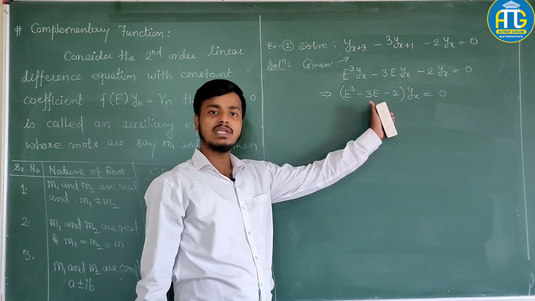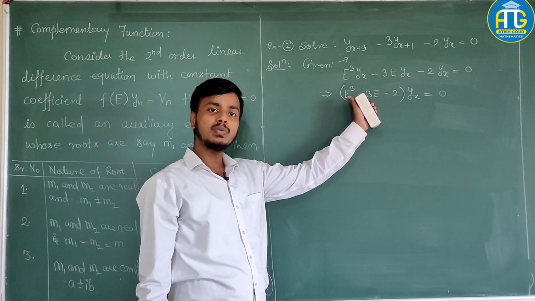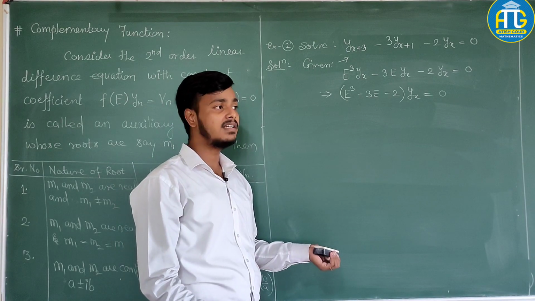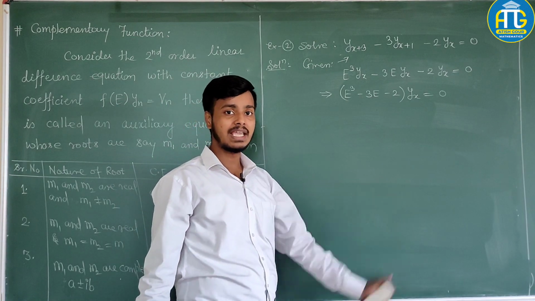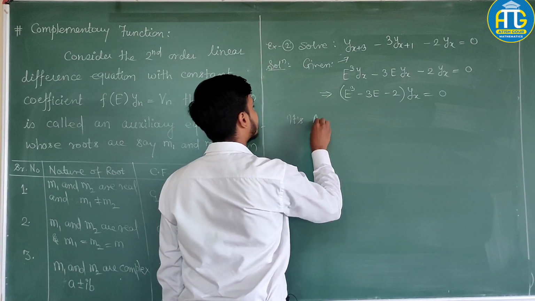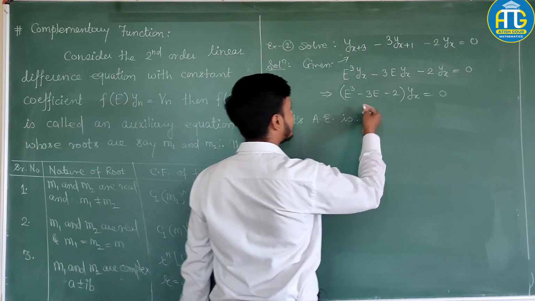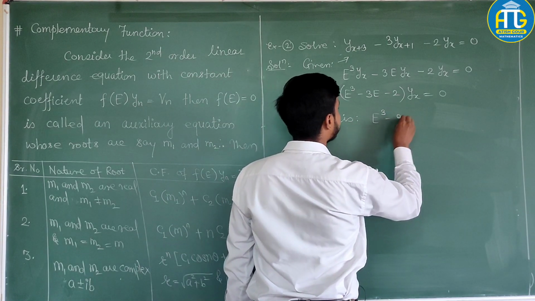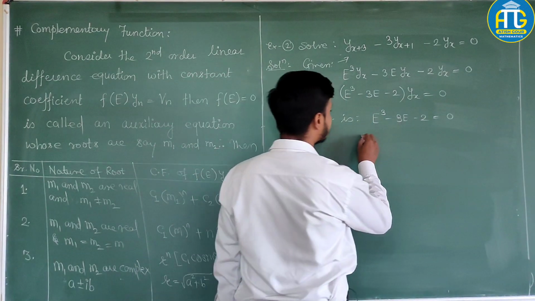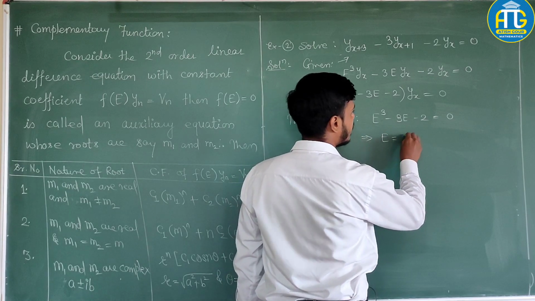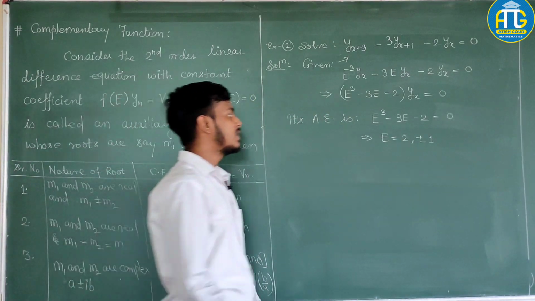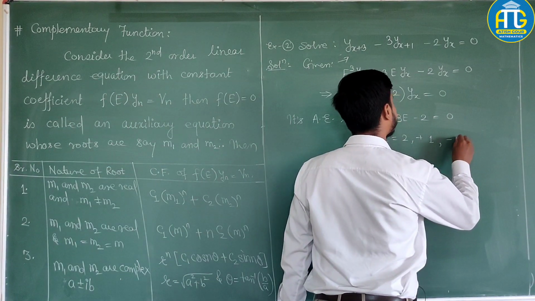Now you have this equation. You can get the roots of this with the help of factorization. If not, then apply the synthetic division method. If not, the simplest way is to use the calculator. So its auxiliary equation is e cube minus 3e minus 2 is equal to 0. When you solve this, you would get e to be 2, plus minus 1. So these are the three roots: 2, 1 and minus 1.